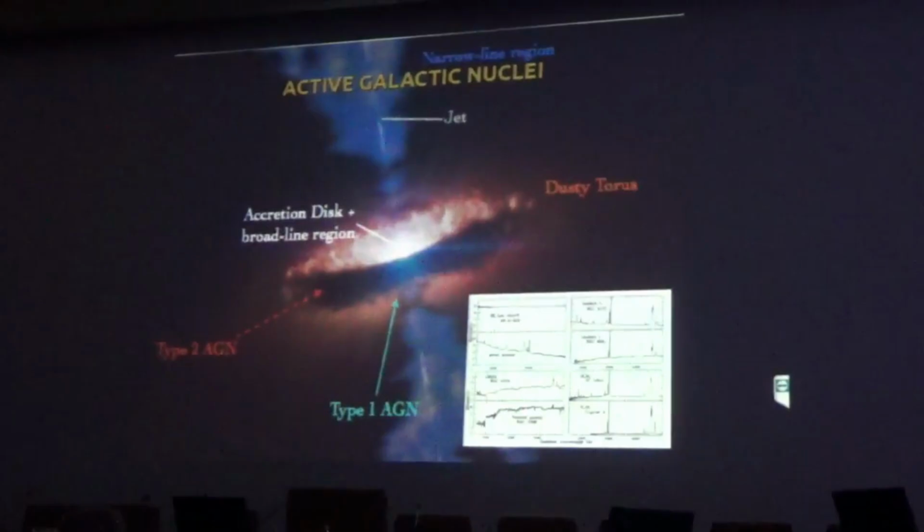However, this structure is too small to be resolved. The reason why we model it in the shape of a torus is because, as Stefano pointed out, it is the simplest geometry that fits the paradigm. So it explains the type 1 and type 2 AGN, and allows for the broad lines to appear in the polarized emission in type 2s.